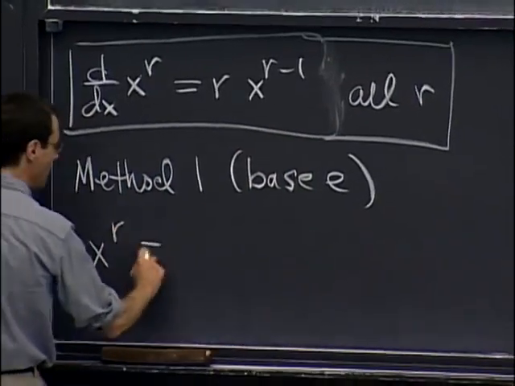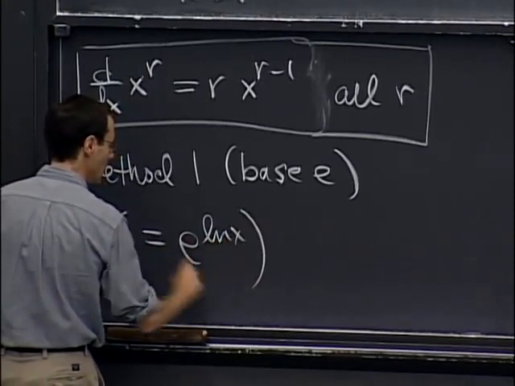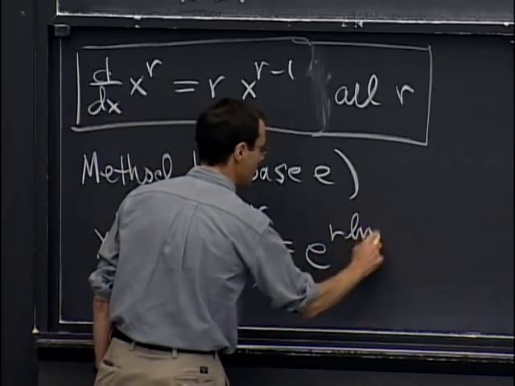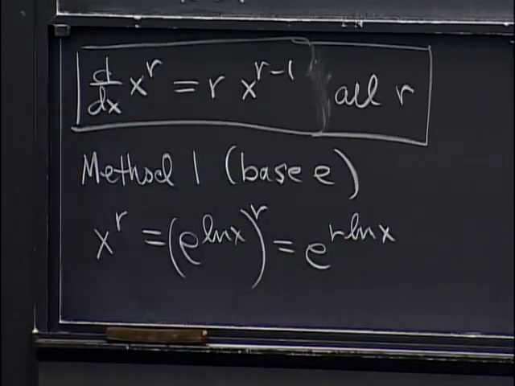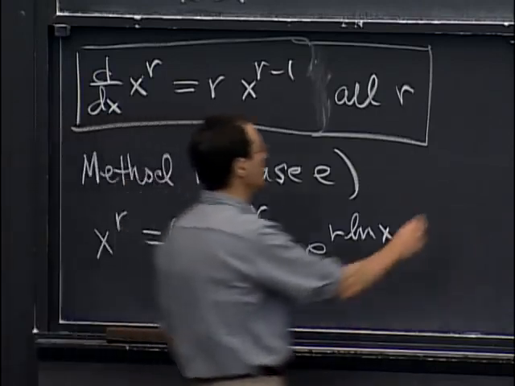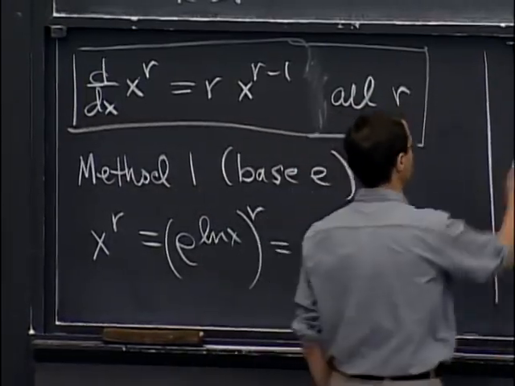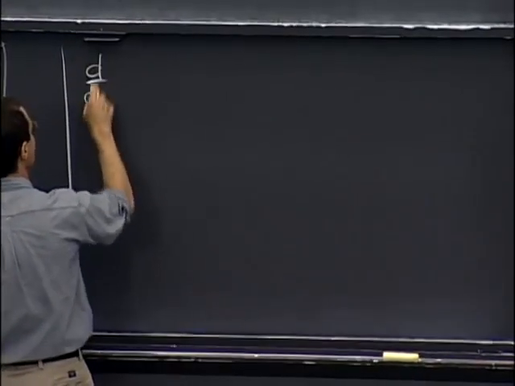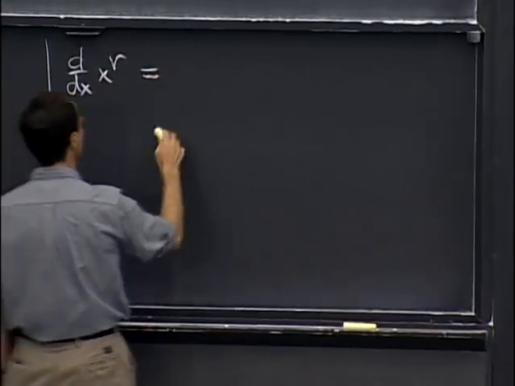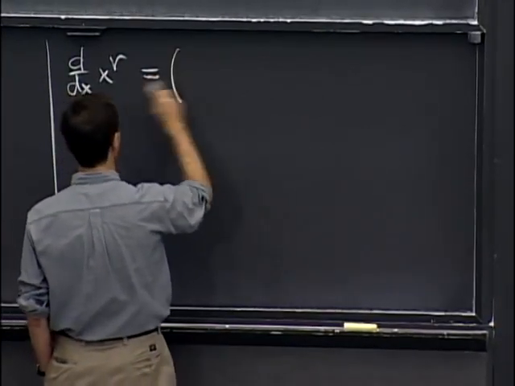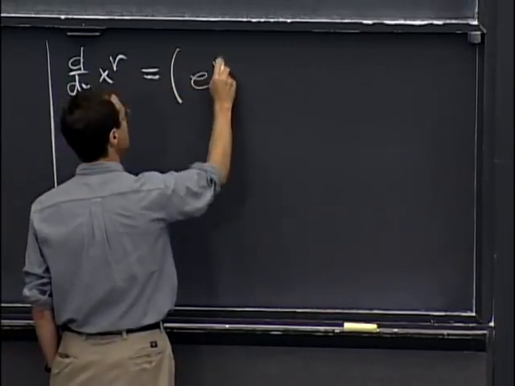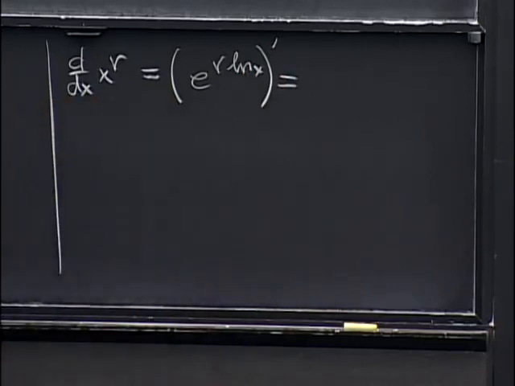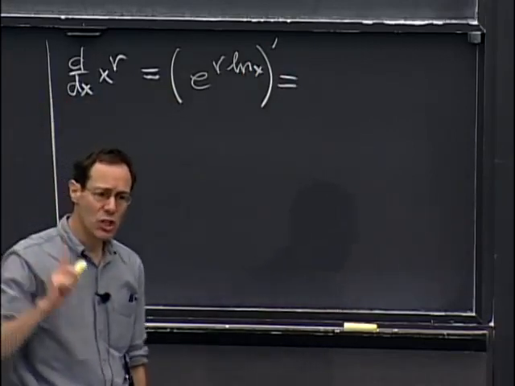x to the r is equal to e to the log x to the power r, which is e to the r log x. OK, so now I can differentiate this. So I get that d by dx, x to the r. Now I'm going to use prime notation because I don't want to keep on writing that d by dx here. e to the r log x prime. And now what I can do is I can use the chain rule.